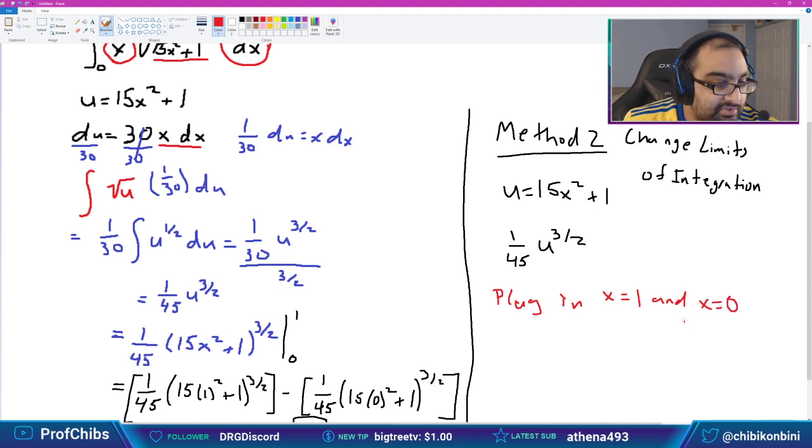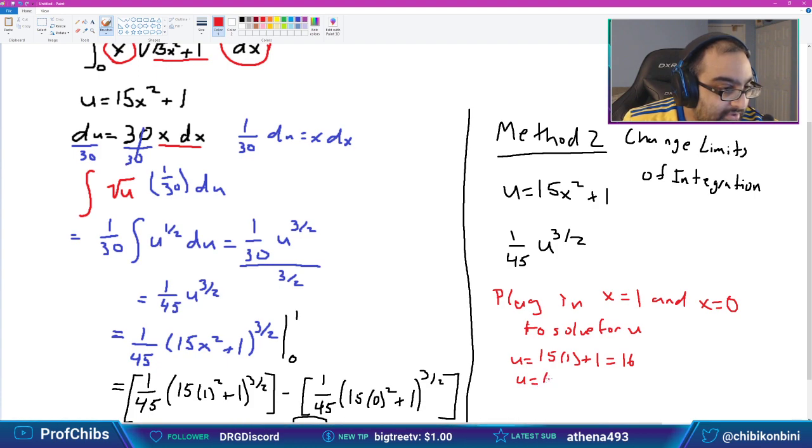Plug in x equals 1 and x equals 0 to solve for u. So we have u is equal to 15 times 1 plus 1, which equals 16. And u is equal to 15 times 0 plus 1, which is 1. So from 1 to 16 would be our new limits of integration.